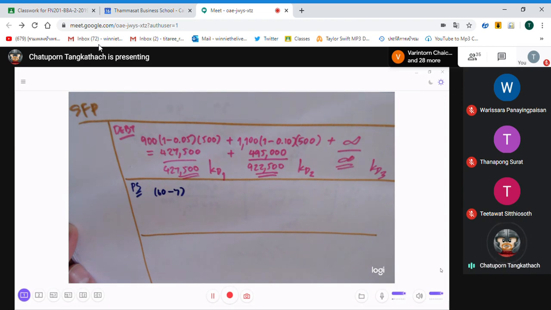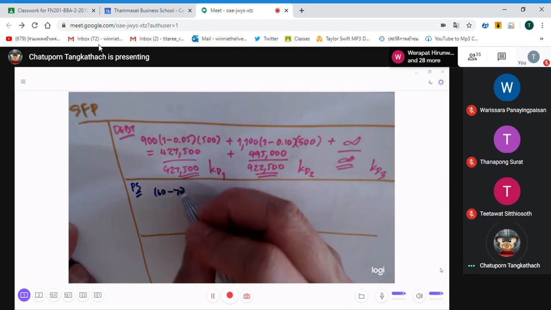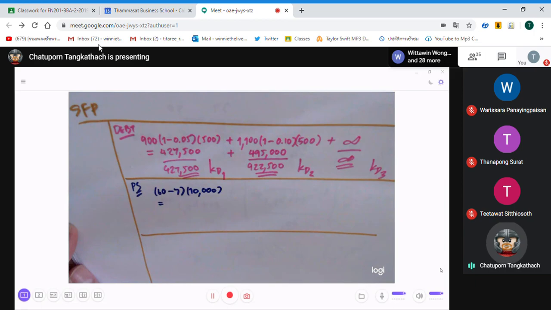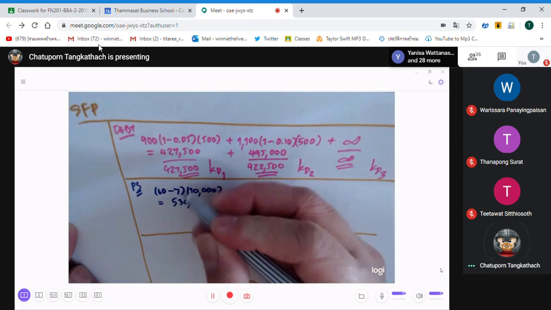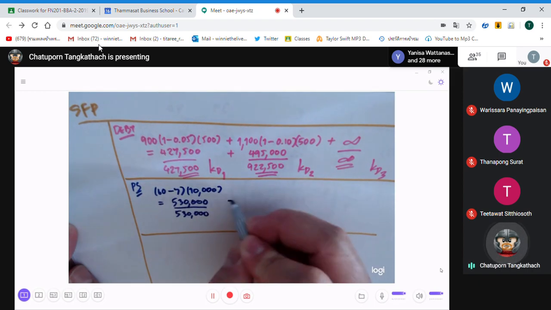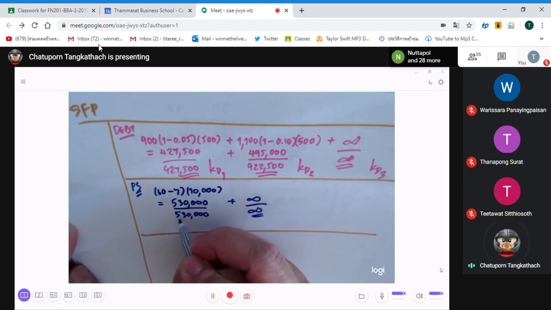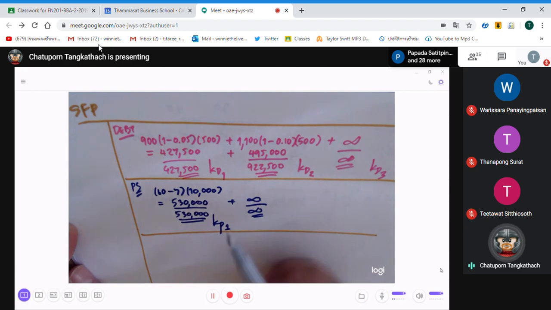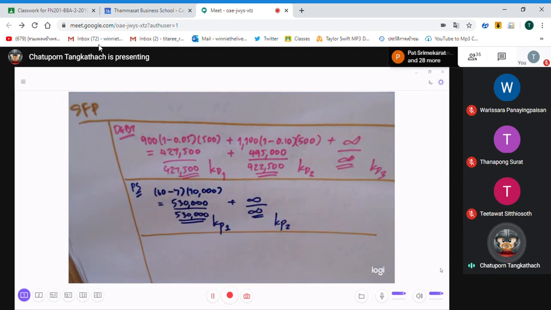After that, the firm may issue 10,000 shares. So the first lot of new preferred shares that the firm issues this year equals 530,000. And beyond this, there is no limit. Again, we can say something like that. The cost of preferred share here is KP1 for the first lot, the 530,000 that the firm will get. Beyond this, KP2. This is what we have for preferred share.